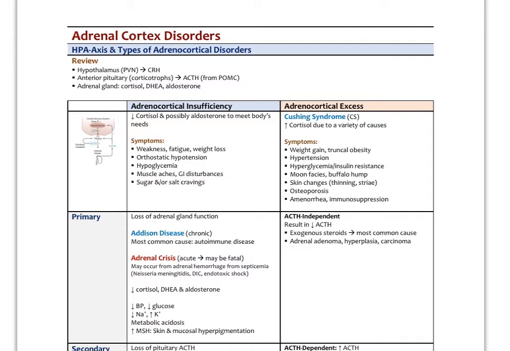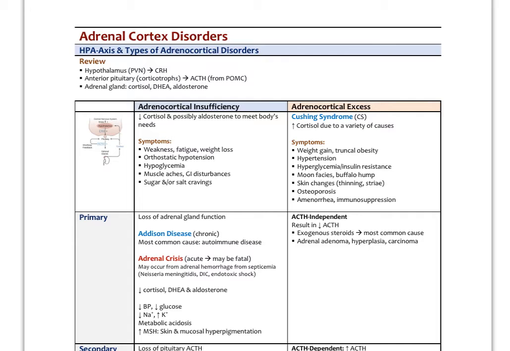Okay, so let me do an overview here of the different types of adrenal cortical disorders. Remember, of course, we have the HPA axis with the paraventricular nucleus in the hypothalamus secreting CRH. That then travels via portal system to the anterior pituitary, causing corticotropes to release ACTH from POMC. And then the adrenal gland releases cortisol, DHEA, and aldosterone. Remember, the main signal is going to be renin. The ACTH increases synthesis of aldosterone, but not the release.